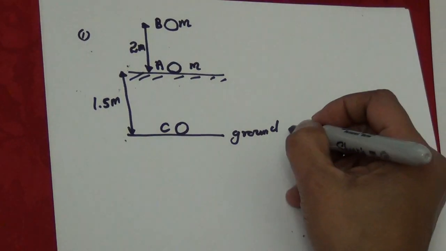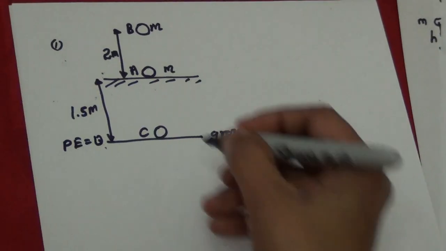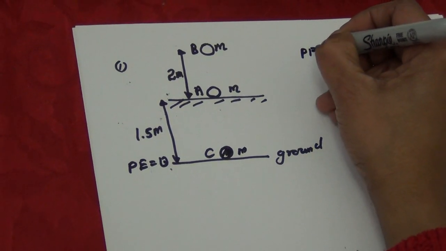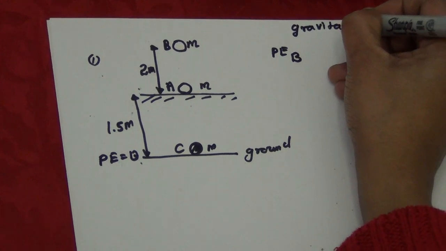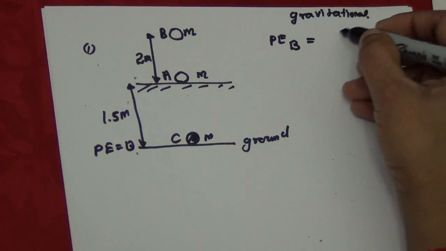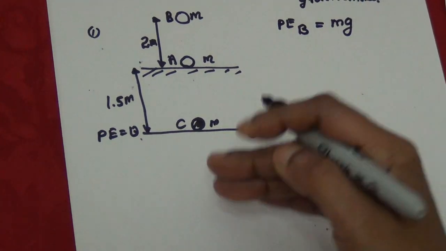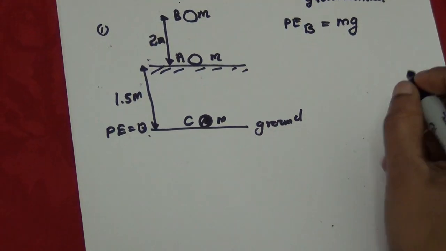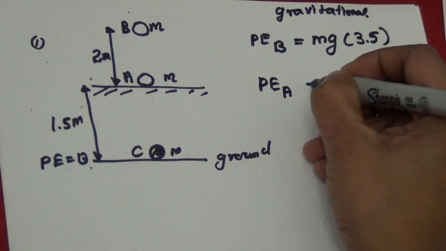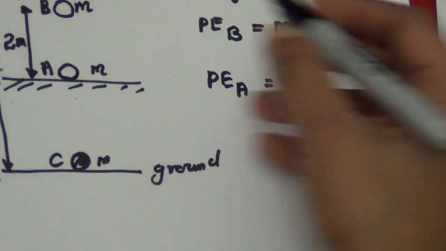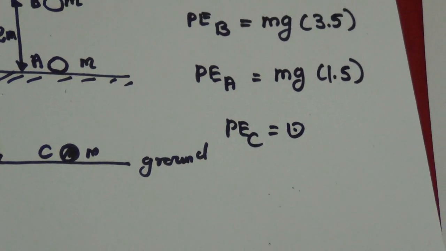So first I'm going to take the ground as my zero potential energy level, right? So what is the potential energy of the object B? That means gravitational potential energy. Okay, so what we have to do, the mass, the gravity, and from the zero potential level, what is its height? Vertically upward height, right? So it is 3.5. If it is A, then mg from here it is 1.5. For C, it's at the zero potential level, so potential energy is zero.